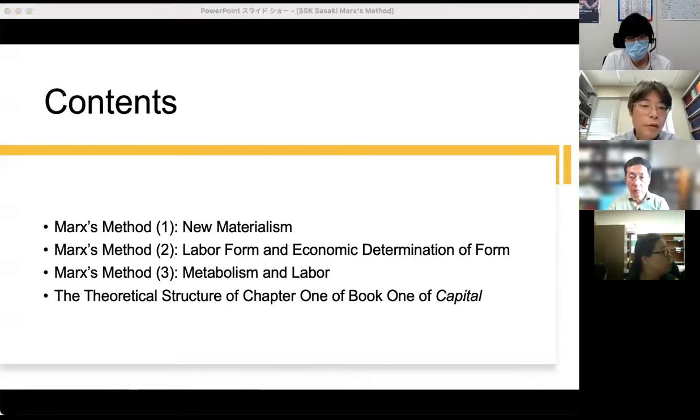This slide shows the contents of my presentation. First, we discuss three aspects of Marx's method: new materialism, labor form and economic determination form, and the concept of metabolism. After that, I will talk about the theoretical structure of part 1 of book 1 of Capital.